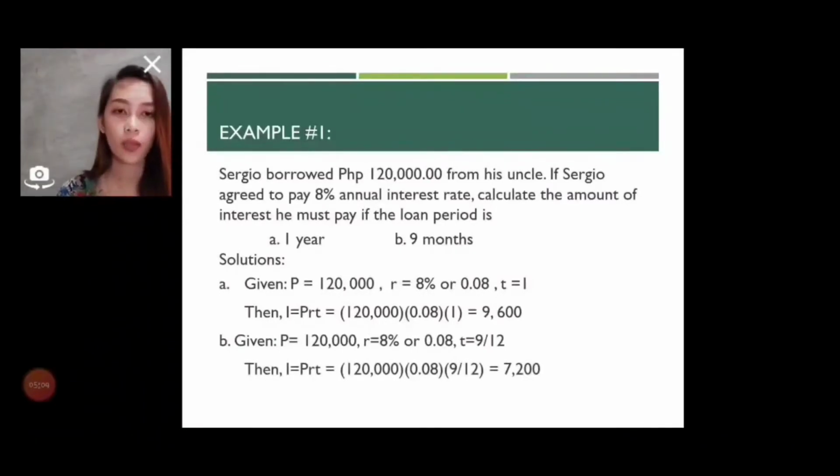Then I = PRT, interest is equal to principal times rate times time, which is your principal 120,000 times your interest rate 0.08 times 9 over 12. If you multiply that, that will be 7,200. So that will be your amount of interest if you are going to pay the loan in 9 months.